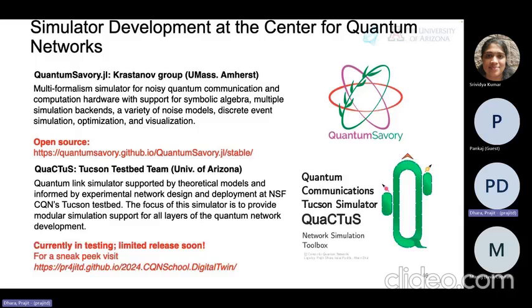And complementarily, at our university in Tucson, we have been coming up with our own simulator, which we call Cactus, which is going to be supported by the theoretical models I gave you a glimpse of, and informed by experimental network design at our testbed. Quantum Savory is open source. You can go to the documentation, and Stefan, whose group it is, has done a great job maintaining almost production code quality documentation. It's almost like using something from a software company. We are still in testing, but we'll have a limited release soon. So if you want quick access to it, let me know. But for a sneak peek, we already have some of the code available at this link to my GitHub if you want to check it out.